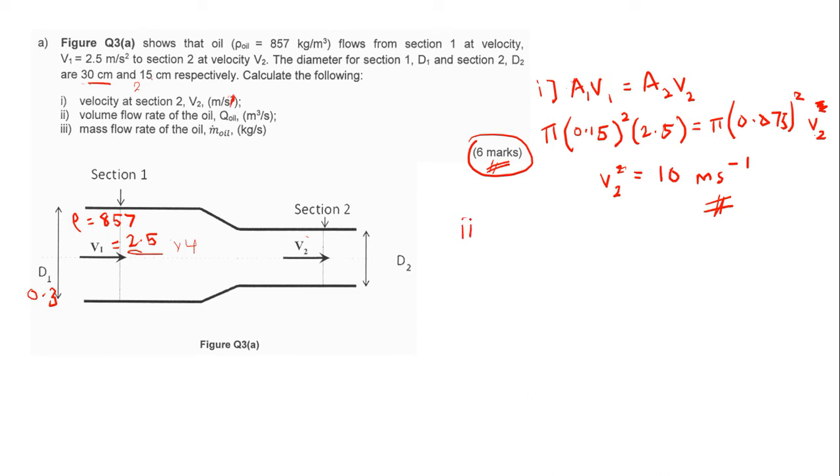Okay, number 2, volume flow rate. How can we find it? Q equals A times V, same as the one above. So just use whichever you want, whether it's A1 V1 or A2 V2, it should give you the same answer. So maybe I choose A1 here, so pi r squared times 2.5 equals what's the number? What's the value?